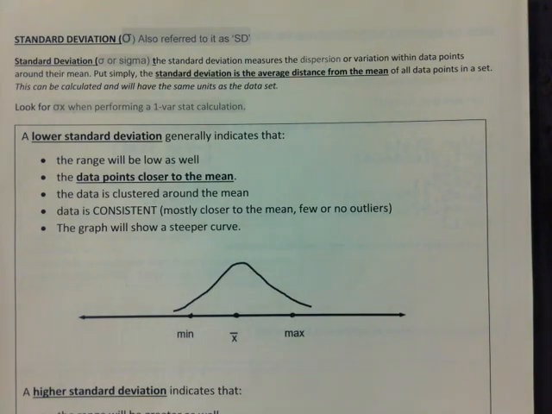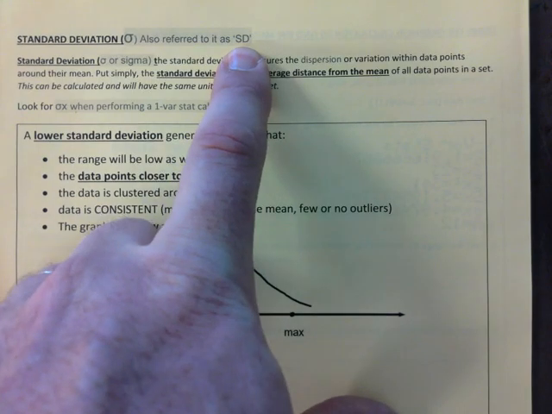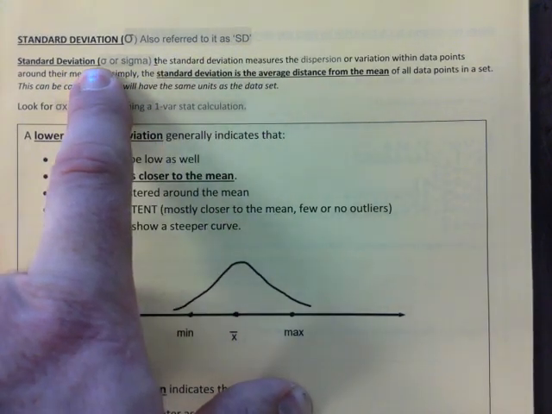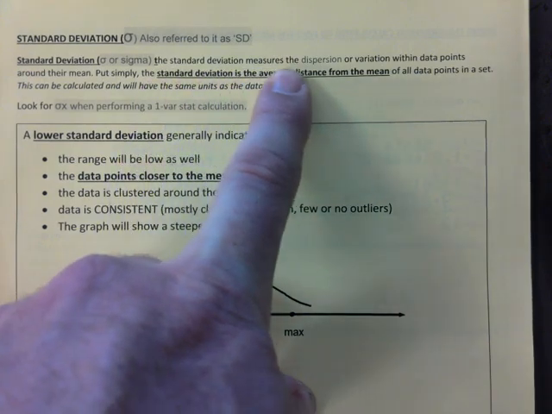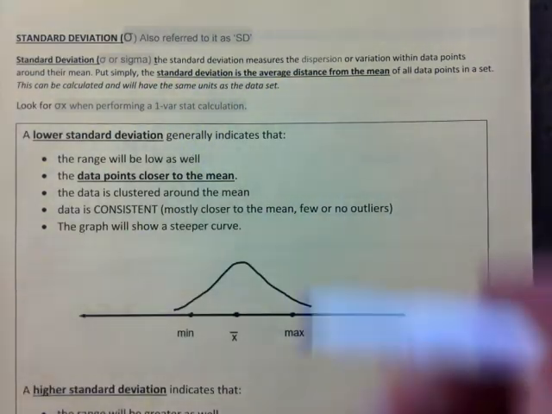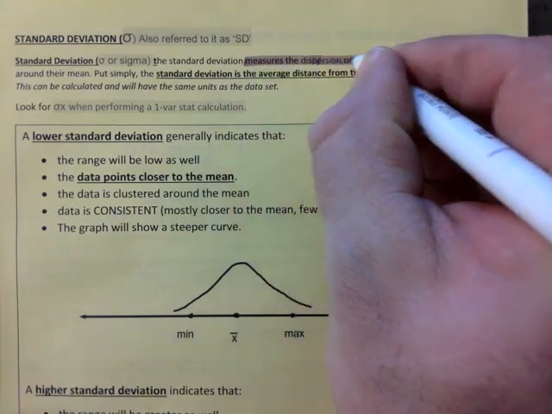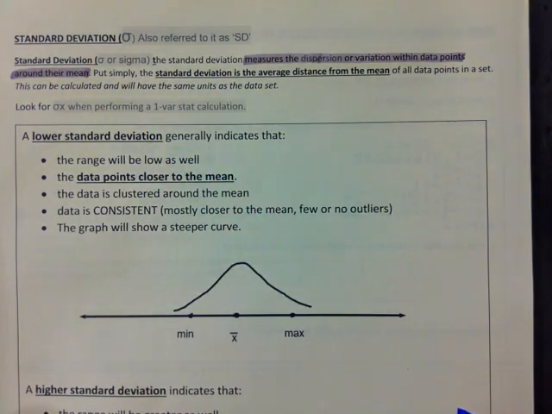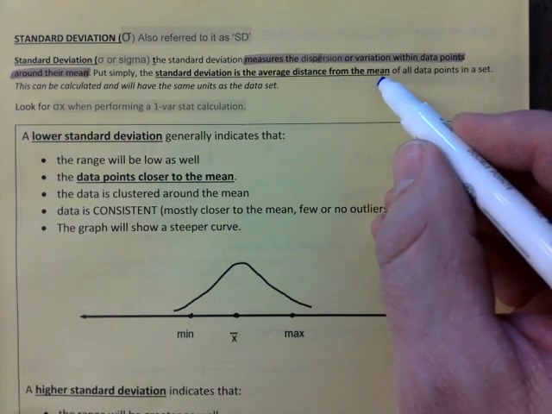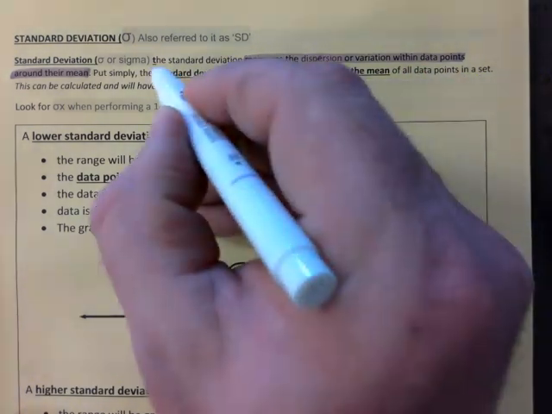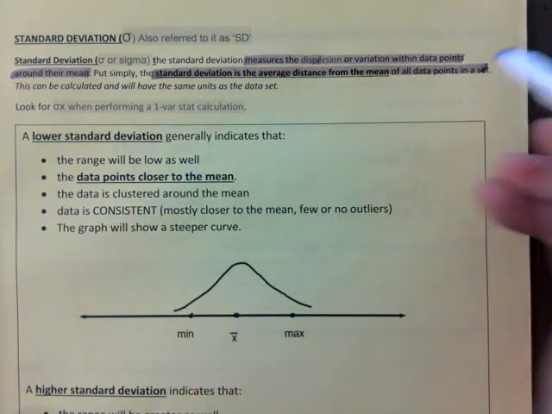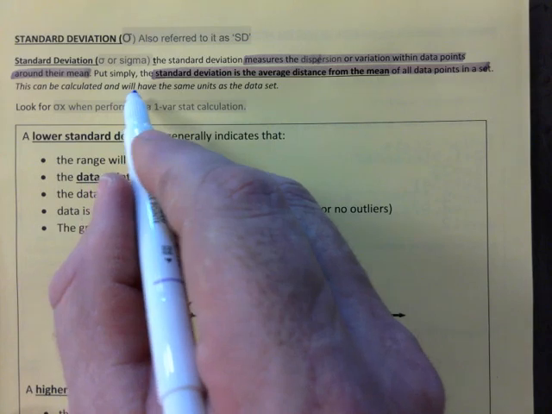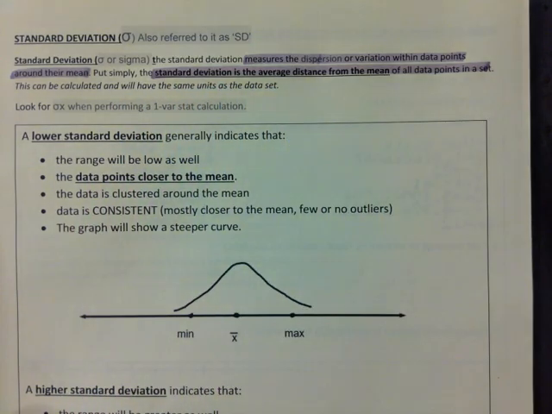Standard deviation, we will also refer to it as just SD, right? Standard deviation, which has that symbol, sigma, measures the dispersion, right? Make sure you highlight that. Measures the dispersion or variation within data points around their mean. Put simply, the standard deviation is the average distance from the mean of all data points in the set. This can be calculated and will have the same units as the data set.